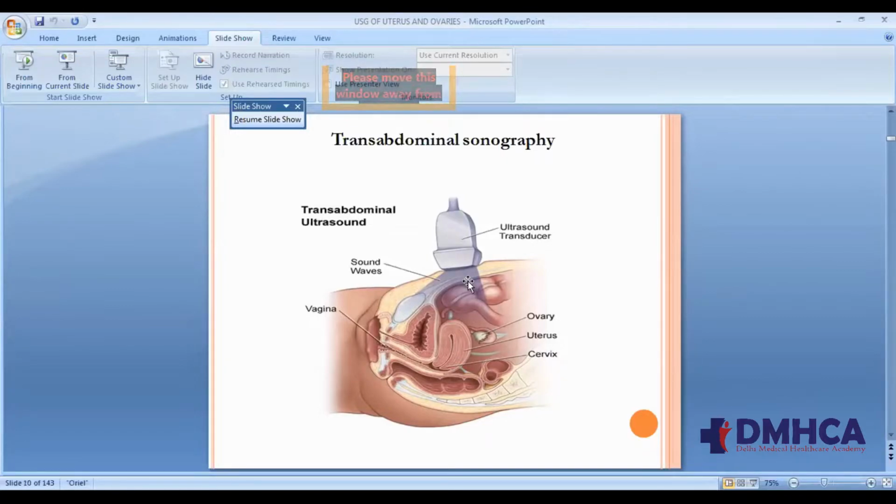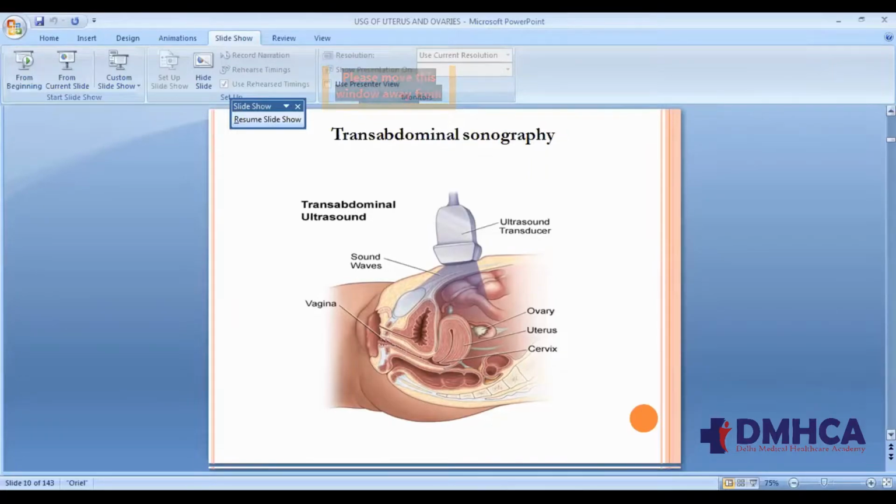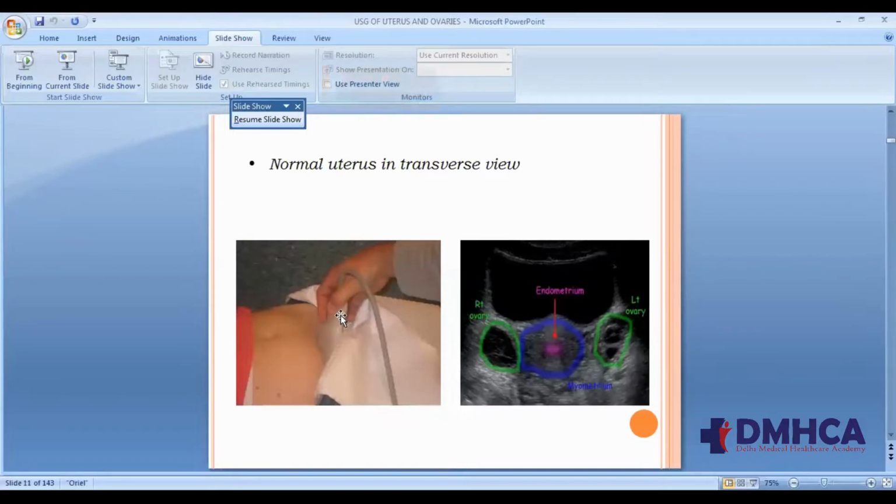This is how we do the transabdominal sonography. We put the probe in the pubic area, and the first organ closer to the transducer is the urinary bladder. Just behind the urinary bladder, we have the uterus, which is in continuation with the cervix and the vagina. By putting the probe, we are displacing the intestinal part away. The first organ in contact is the urinary bladder, then the uterus, the cervix and the vagina in continuation with the length of the uterus.